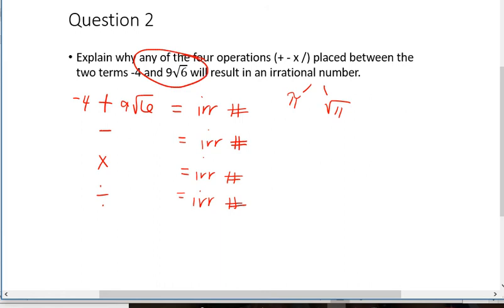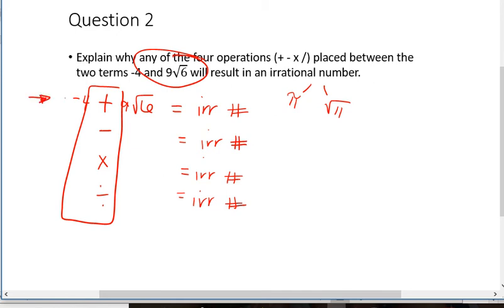Your values are different than the ones I used here, but it's the same type of idea. You have the 4 operations, and you're showing why when you combine these two using one of these 4, you have to do all 4 of them, the result is going to be an irrational number each time. So that's what you're trying to do. You can show the actual example.